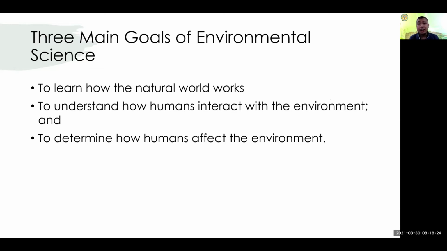One, to learn how the natural world works. Second, to understand how humans interact with the environment. And lastly, to determine how humans affect the environment. So with these three main goals of environmental science, we can see that environmental science is actually a broad discipline. It means we are considering other fields of sciences, including economics, social science, ecology, biology. All of these sciences are as important for us to know so that we will be able to understand what this environmental science is.